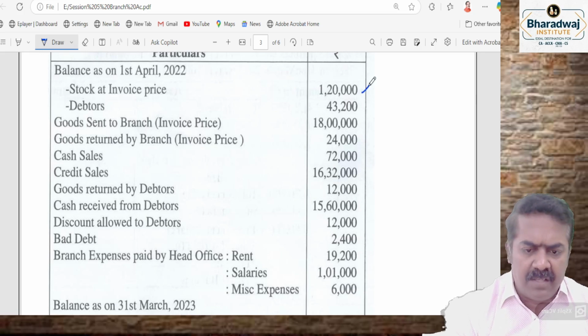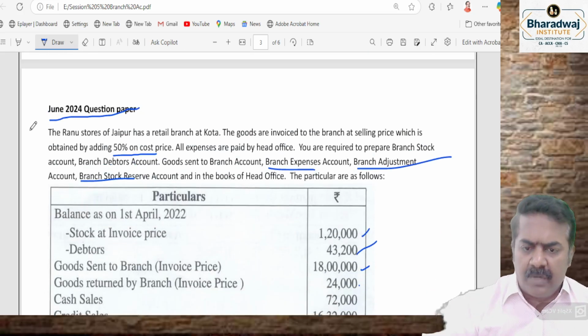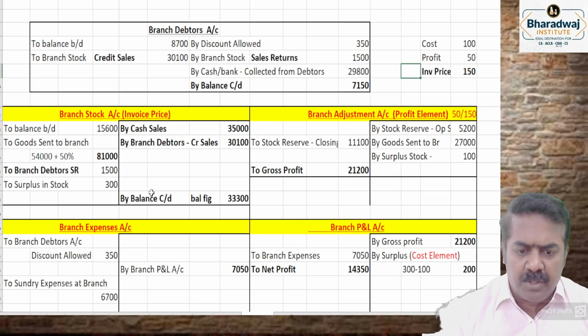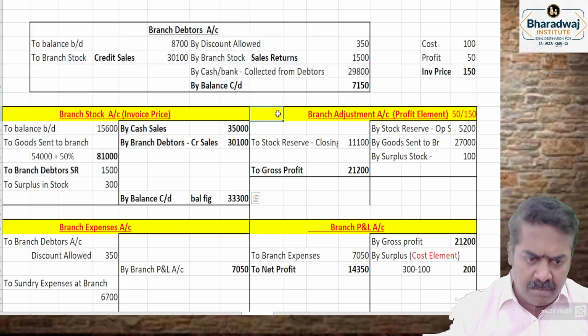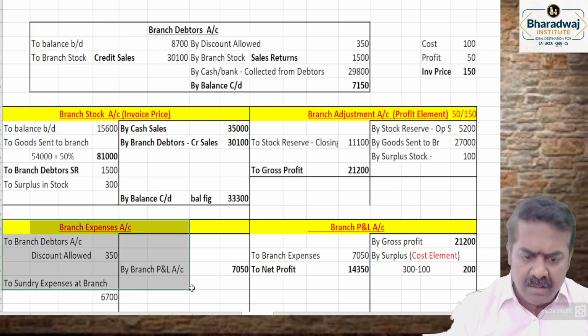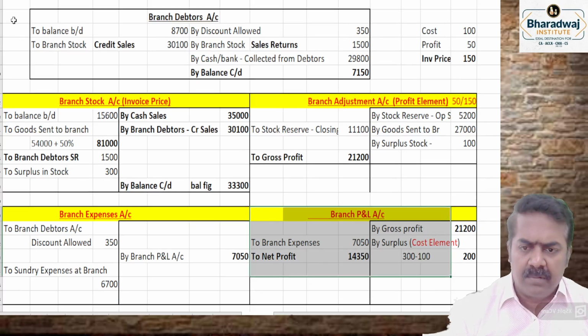Opening stock is given, opening debtors are given, goods sent to branch at invoice price, goods returned at invoice price, cash sales, credit sales, various data is given, closing stock, etc. So for this question also, how many ledger accounts are you going to prepare? Branch debtors, branch stock, branch adjustment account, and which one? Branch expenses account. At the end, prepare which account? Branch P&L.